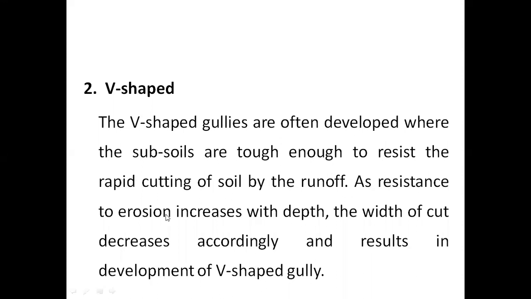As resistance to erosion increases with depth, the width of the cut decreases accordingly, which results in the development of V-shaped gullies. How does the V shape develop? As there is more tough strata and the depth increases, the width of the cut decreases. Why does the width of the cut decrease? Because of the tough strata, and that is why the cross-section develops into the V shape. Because of that V shape, the gullies are called V-shaped gullies.